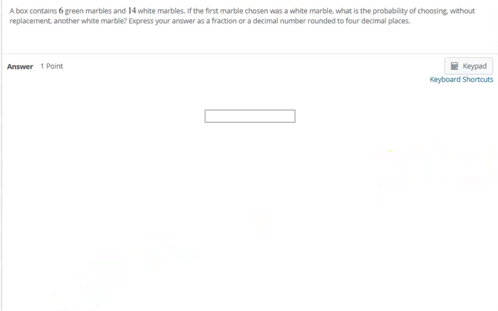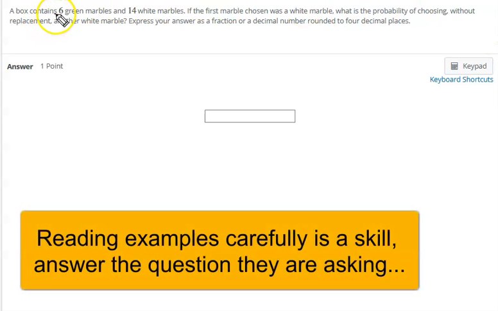All right, here we're going to have to read this carefully and find the probability. Now here we have a box that contains 6 green marbles and 14 white marbles. So what's our sample space? 6 plus 14 is 20.